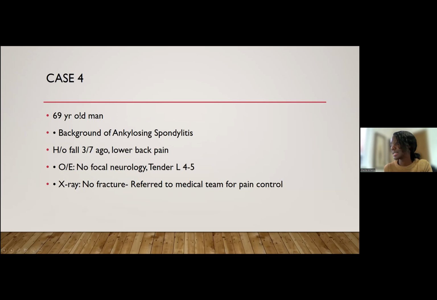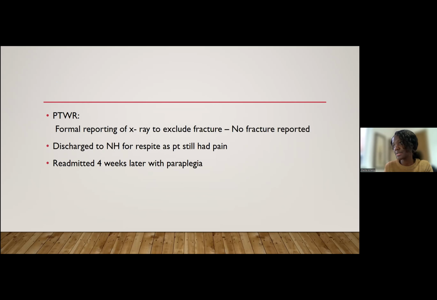So our last case is a 69-year-old man with a background of ankylosing spondylitis who has a history of a fall 3 days prior and presents to the ED with lower back pain. When he's examined, he has no focal neurology, but whoever examined him thinks he's slightly tender at L4, L5. He has an X-ray of his lumbar spine, which shows no fractures, and is referred to the medical team for pain control. But he is still complaining of back pain, but we can't see anything on the X-ray.